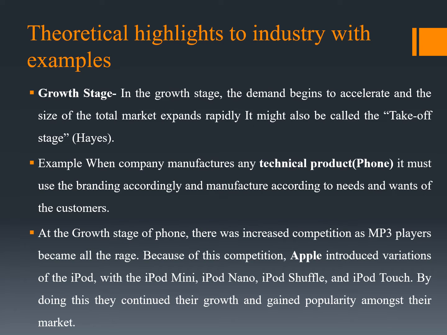When a company manufactures any technical product, like a phone, it must use the branding accordingly and manufacture according to the needs and wants of the customer, as we have just discussed. At the growth stage of the iPod, there was increased competition as MP3 players became all the rage. Because of this competition, Apple introduced variations of the iPod with the iPod Mini, iPod Nano, iPod Shuffle, and iPod Touch. By doing this, they continued their growth and gained popularity amongst their market.